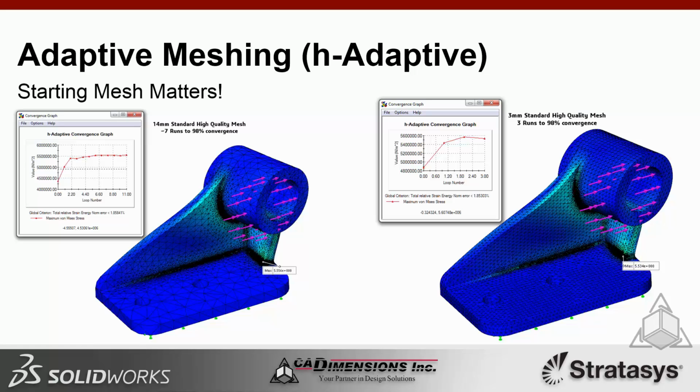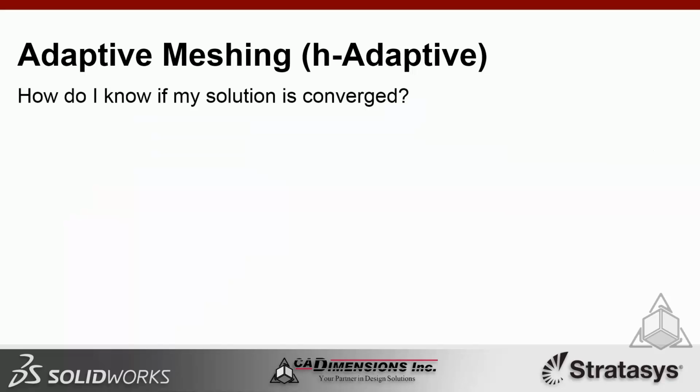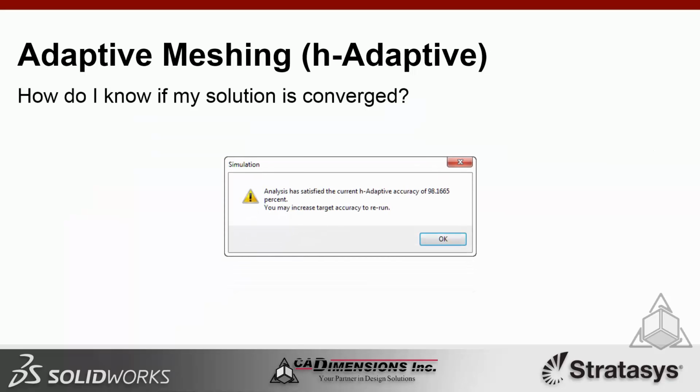So how do you know if you've converged? Adaptive studies give you a nice little message box once they meet your convergence criteria. If you don't see this box and it just loads the results, then it did not meet the criteria established in the settings. As I mentioned before, just click Run again and it'll start up again where it left off.